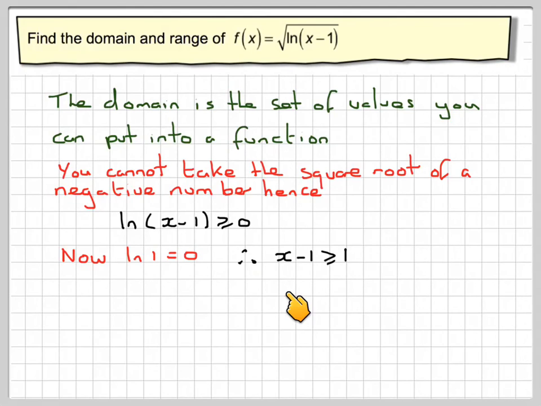Therefore, x minus 1 would have to be bigger than or equal to 1. Because if this was less than 1 here, then this would be negative, and therefore you end up with a negative number which you can't take the square root of. So therefore x must be greater than or equal to 2. So the domain is x is greater than or equal to 2.